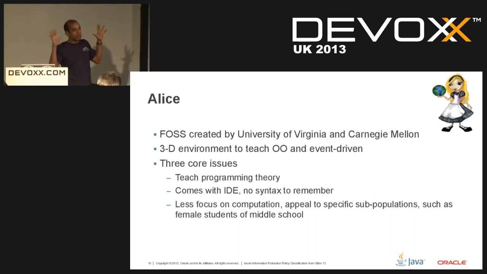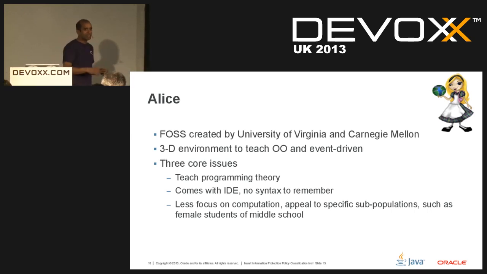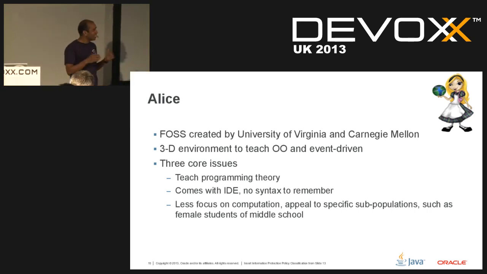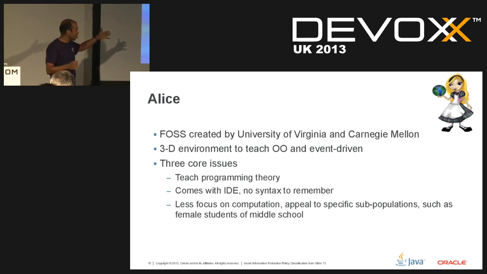And the moment he sees middle school girls, his hands were off right away. He says, oh, I don't like this. This is not good. That is not good. Then he started making excuses. I personally didn't try it, but that was his feedback.